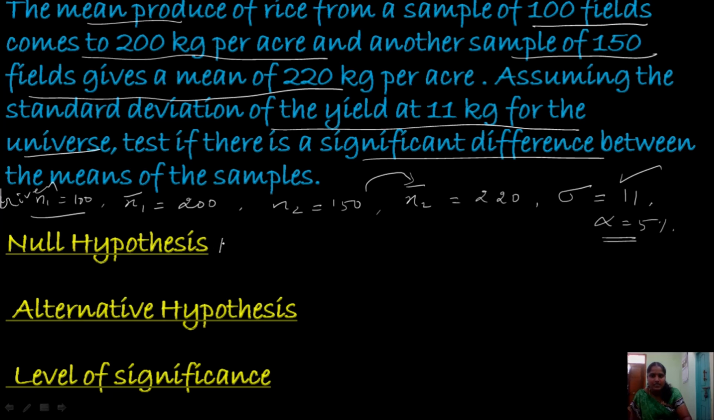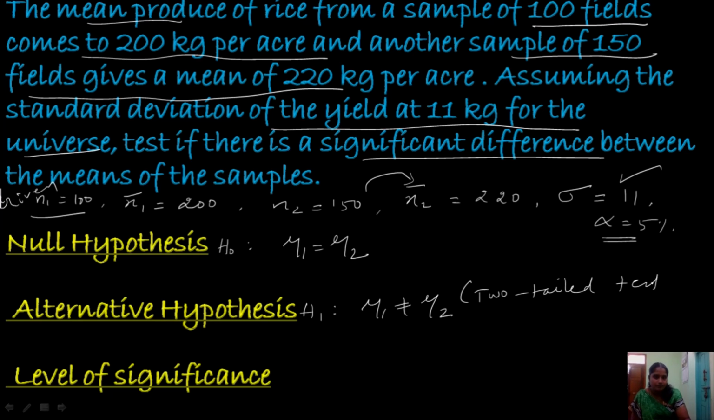First I am going to set up the null hypothesis H0 as mu1 is equal to mu2. That means there is no significant difference between the means of samples. Alternatively, I am going to set up my alternative hypothesis mu1 is not equal to mu2. This falls under two-tailed test. And then next, I am going to take the level of significance alpha as 5%. Next, we shall move on to test statistic.